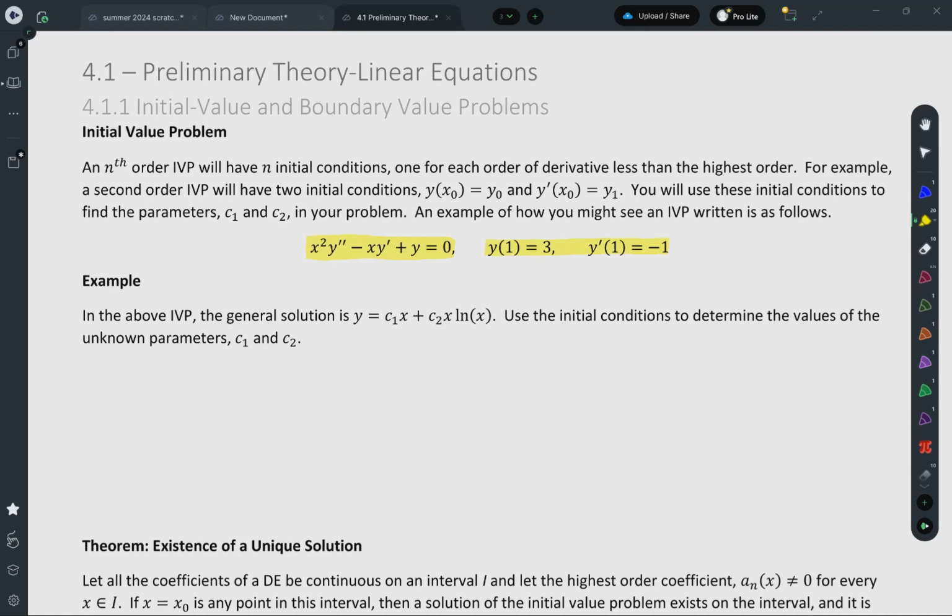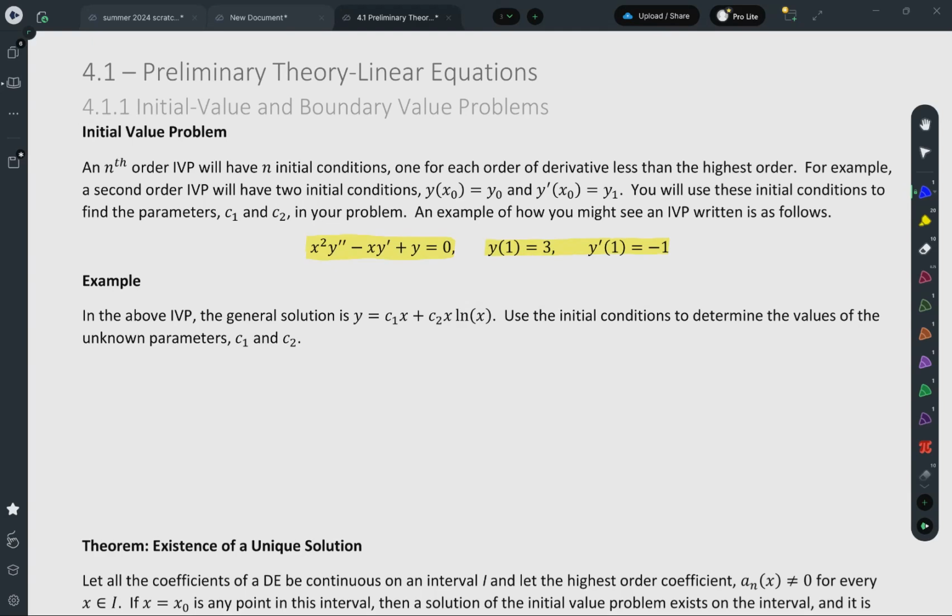Okay, now remember, we haven't learned how to solve these differential equations. So we'll be given solutions in this section and we'll be asked to do things with them. For example, in the above IVP, where we have x squared y double prime minus xy prime plus y is equal to 0, with y of 1 equals 3 and y prime of 1 is equal to negative 1, the general solution is y equals c1x plus c2x ln of x. We're supposed to use the initial conditions to determine the values of the unknown parameters c1 and c2.